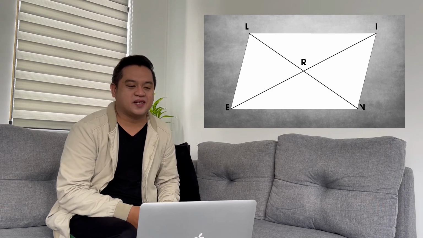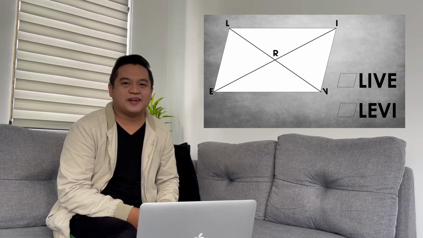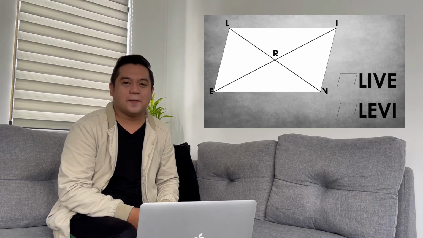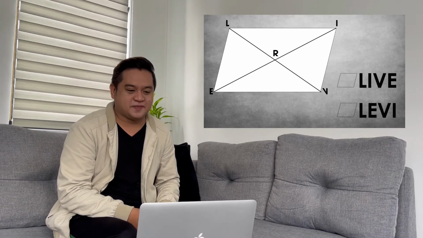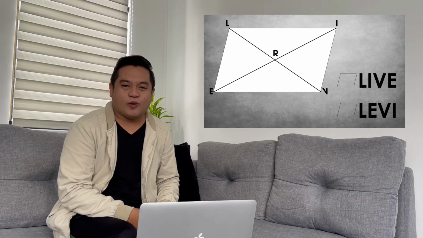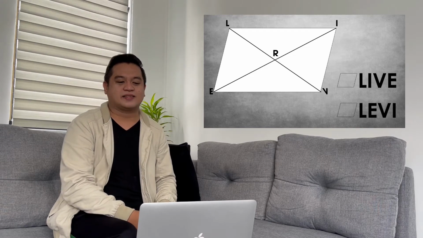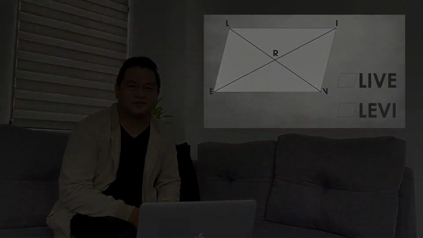When naming quadrilaterals, like this parallelogram in the left, we can call this parallelogram LIVE or parallelogram LEVI, and they need to be named either clockwise or counterclockwise, starting at any vertex sequentially.